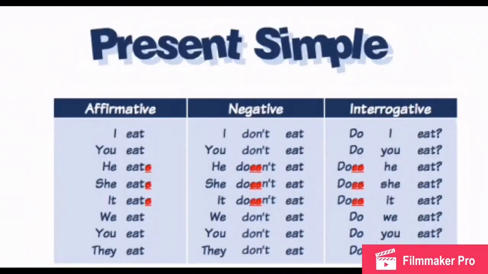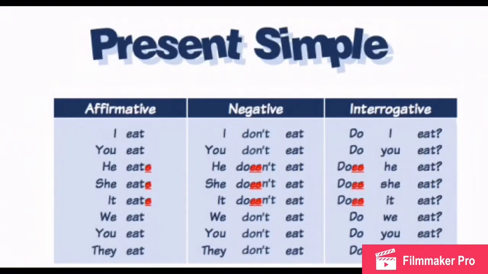Present simple. In affirmative sentences, when you have the personal pronouns he, she, and it, you have to add an s to the verb. Example: he eats, she eats, it is. For I, you, we, and they, it is not necessary to add the s.